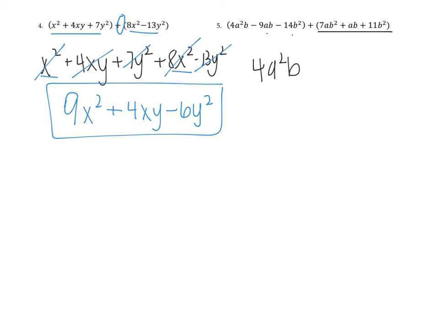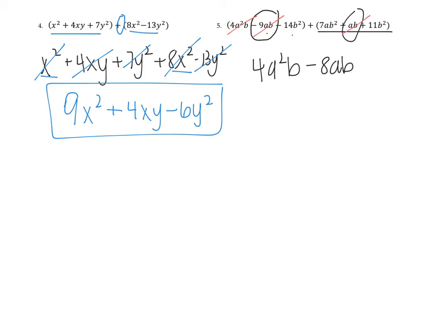Then I've got my 9ab. Is there another term that are just ab's? There sure is. There's a positive ab here, and that's a coefficient of 1. So minus 9ab plus ab is going to be a minus 8ab. Okay, I've used these terms so far.